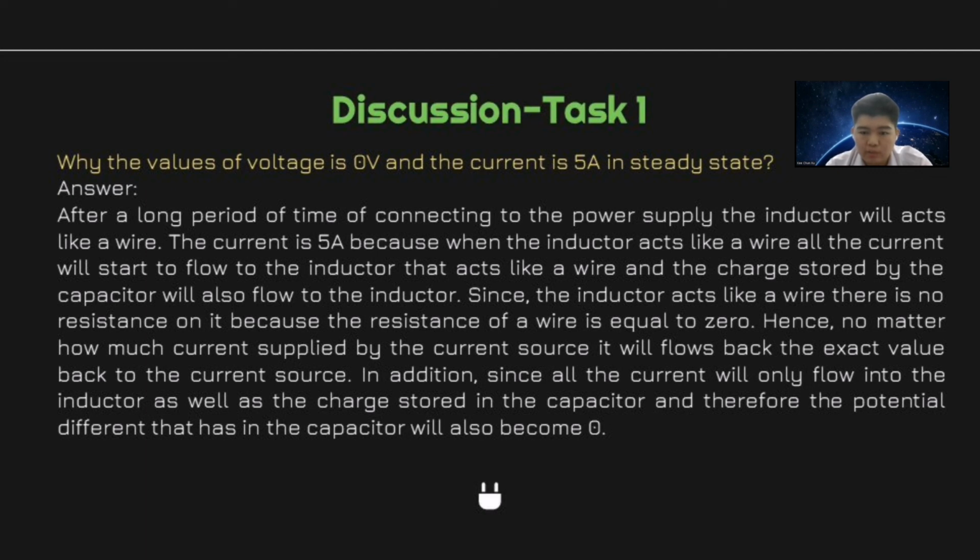Since the inductor acts like a wire, there is no resistance on it because the resistance of a wire is equal to 0. Hence, no matter how much current is supplied by the current source, it will flow back the exact same value to the current source. In addition, since all the current will only flow into the inductor, as well as the charge stored in the capacitor, the potential difference across the capacitor will also become 0.